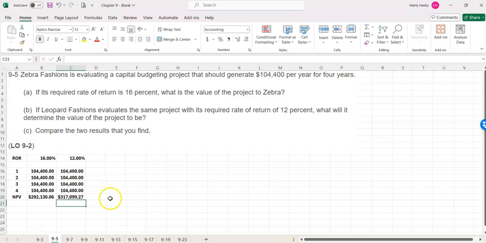So $317,999.27. So the project is more valuable to Leopard because its cost of capital or required rate of return is lower. So different firms are going to have different costs of capital.